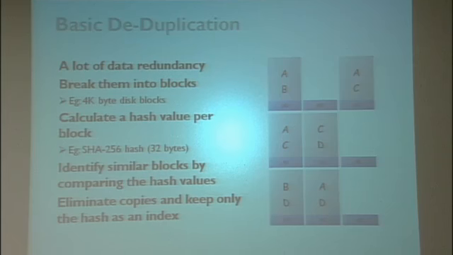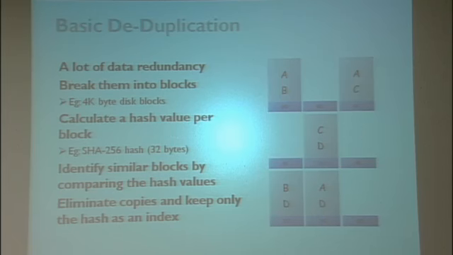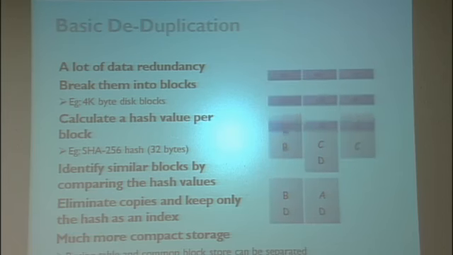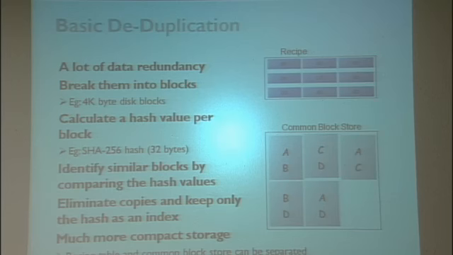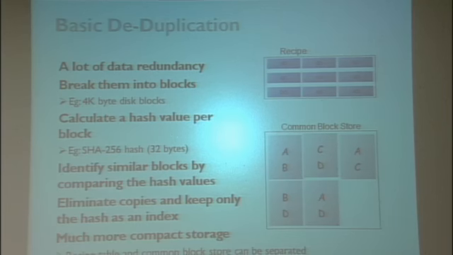Then you can eliminate most of these blocks, and keep hashes for each block, only the hash. And then you only keep the unique blocks. So even though you have 9 in here, only 5 different unique blocks are there. So that's a nice way of deduplicating.